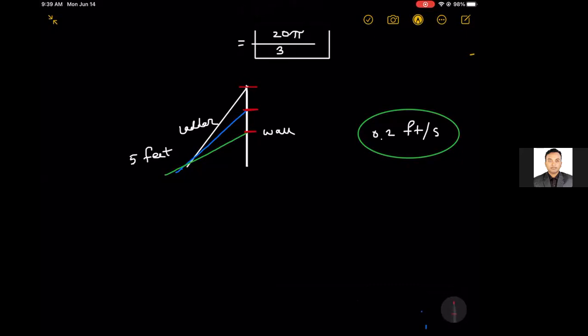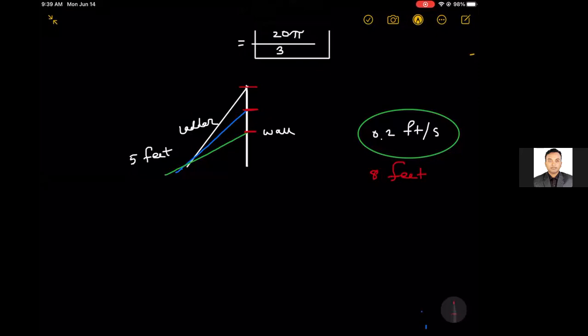Okay, and you are given one more clue, which says the foot of the ladder is actually 8 feet from the wall. 8 feet. Okay, now the first job in our hand is to set up the equation, set up the question.